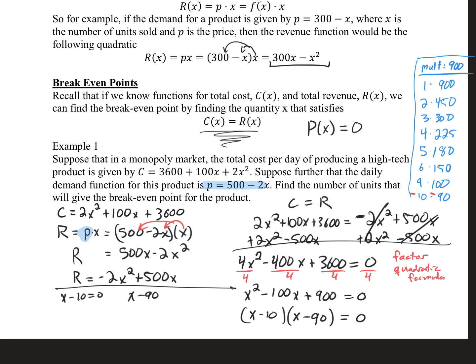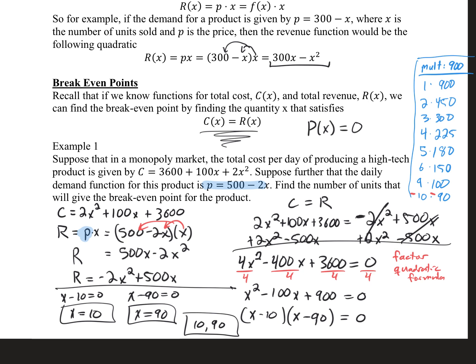x minus 90 equals 0. Solving these, we would find out that x equals 10 is a solution, and x equals 90 is a solution. When you're working in WebAssign, I believe that you will have to enter these as just a comma-separated list. So it might be nice to take a minute to reflect at the end of this example.